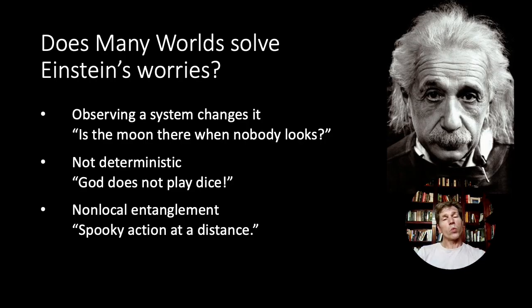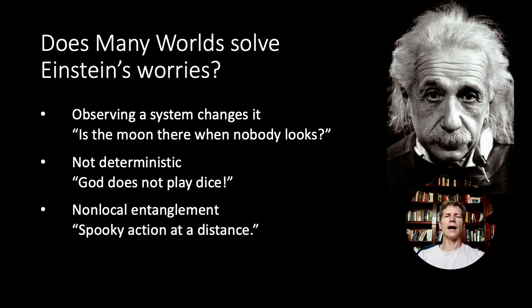So what does this mean? Going back to Einstein, Einstein famously had some quips about quantum mechanics. There was a number of them, and the measurement problem was just one of them. So this is a great litmus test for any of these interpretations. Does it solve all of these worries that Einstein had?